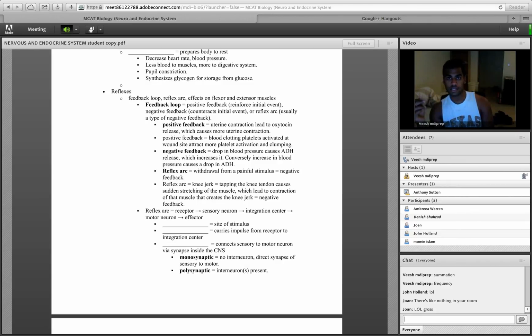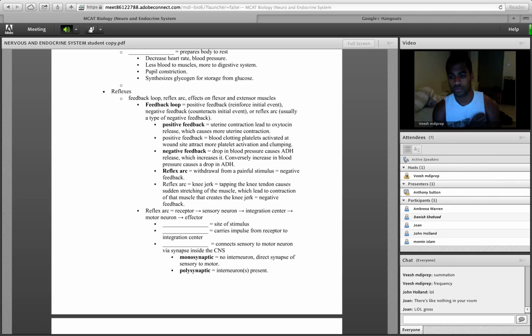So what that does is it causes your body to retain water. Because you're retaining water, you're increasing the volume of your blood, and when you increase the volume of your blood, you have increased blood pressure. So the ADH increases blood pressure, and when it increases blood pressure, it causes a drop in ADH. The increased blood pressure directly causes a drop in ADH. So that's negative feedback.